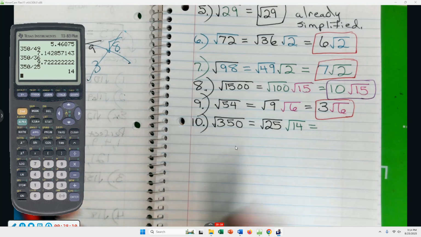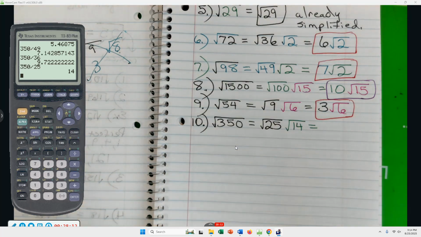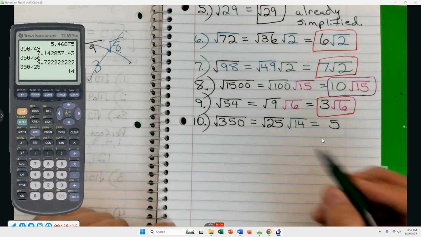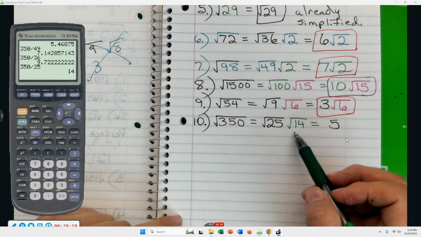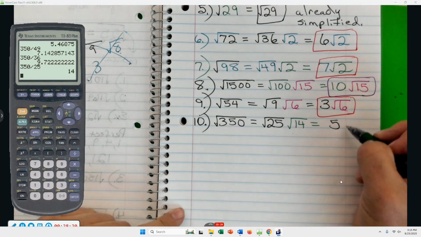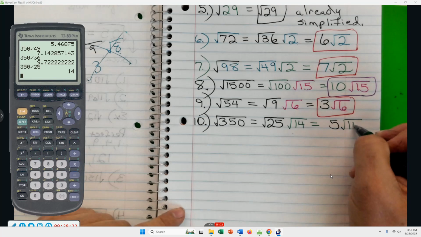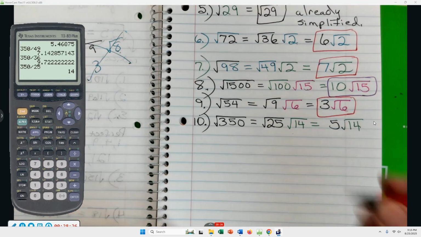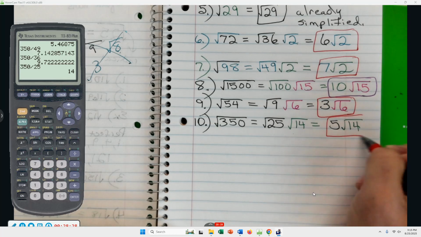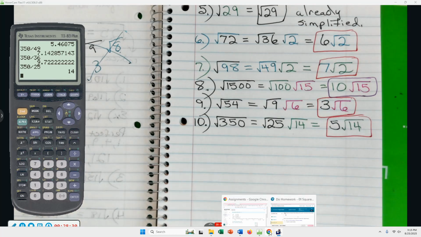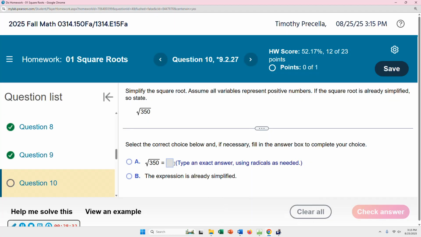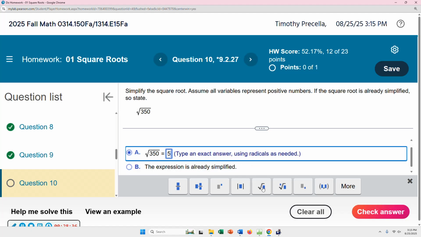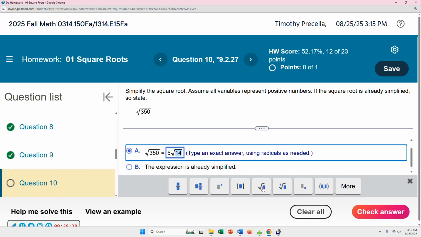What's the square root of 25? 5. What am I going to do with the square root of 14? Just move it over to give us a final answer of 5 square root of 14.